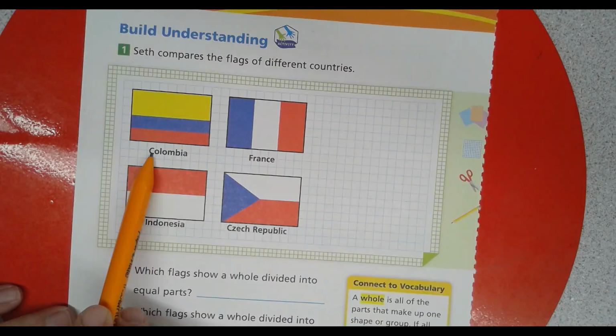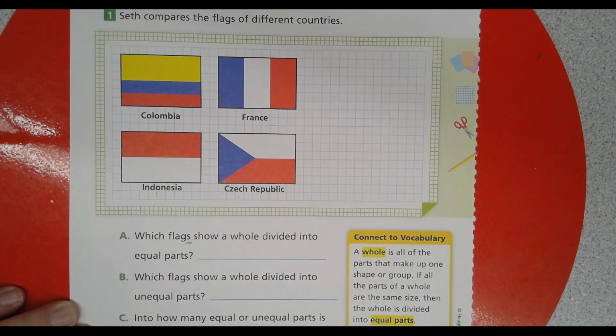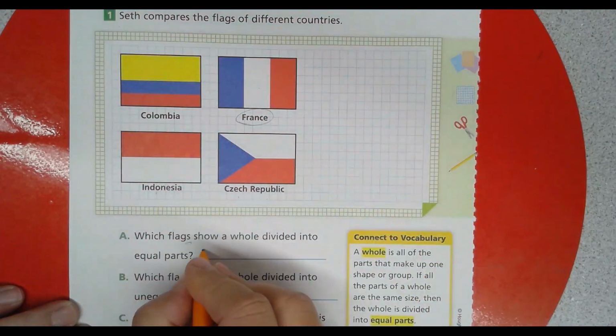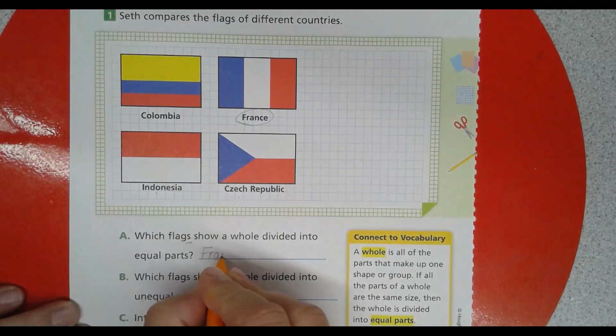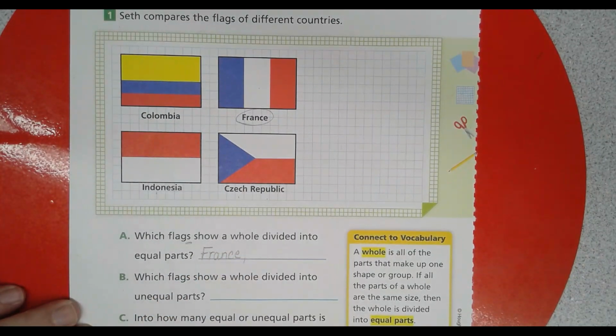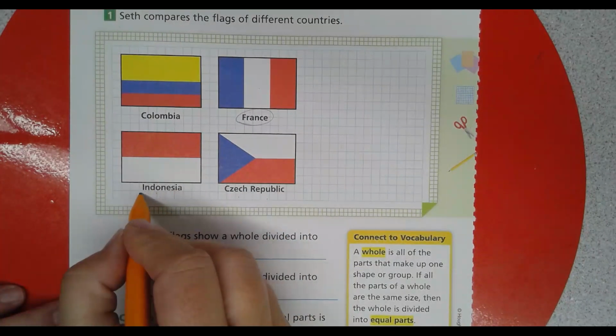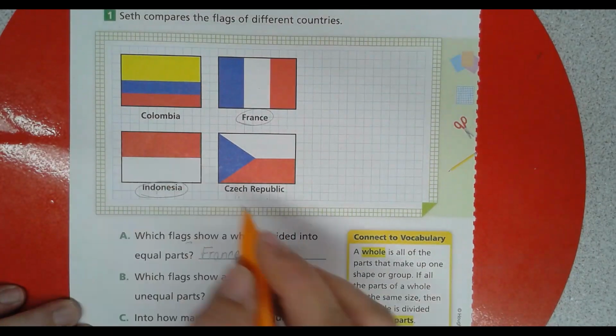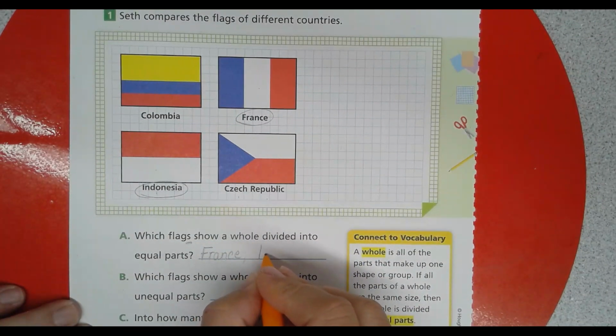We've got Seth, and he's comparing the flags of different countries. France, Indonesia, and the Czech Republic is how that's pronounced. Which flags, now notice that says flags, so that's more than one, are divided into equal parts. Well, this one stands out real quick because those are equal parts. So France is definitely one. And what's the other one? Yep, exactly, Indonesia. Red and white, and those are exactly the same size pieces.